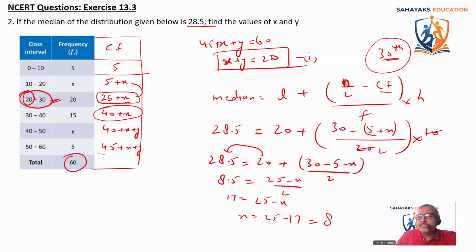Now we know x plus y is equal to 20. So if x is 8, y is equal to 20 minus 8, that comes out to be 12. So we have these values available.